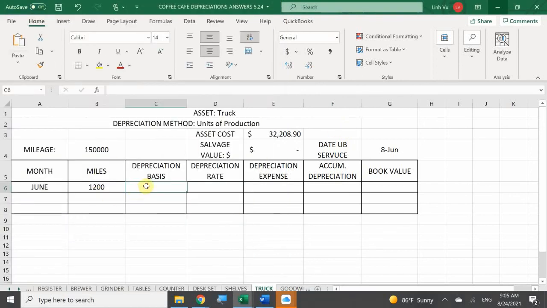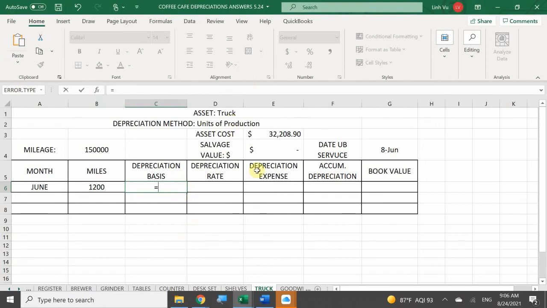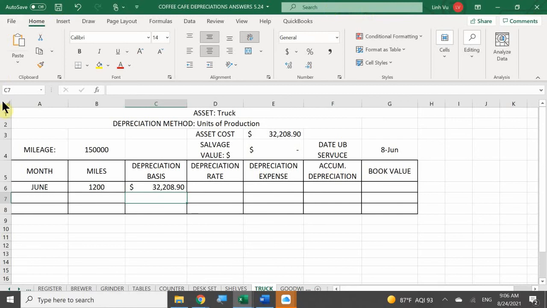So let's start here. What's the depreciation basis? The 32,208.90. What's the formula for that? Depreciation less the salvage value. Okay. So asset cost minus the salvage value. Good. Gives you 32,208.90. Good. What's the depreciation rate?